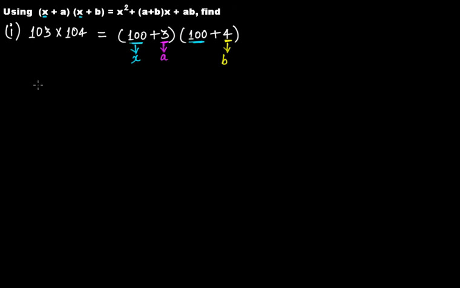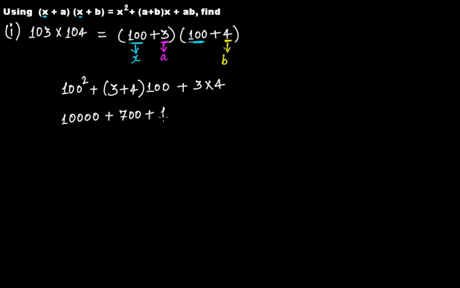So x² means what? x² is 100², then plus (a + b)x means what? (3 + 4) times 100, plus ab means what? 3 multiplied by 4, right? So this is 10,000 plus 700 plus 12. So if you look at this one, this is 10,712.